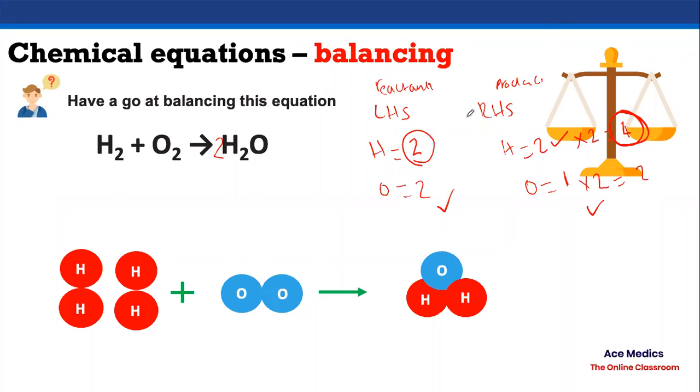In front of the H2 on the left-hand side. If we put a big 2 there, because remember, we have to times it, we now have 4 hydrogens on the reactant side, 4 hydrogens on the product side, 2 oxygens on the reactant side, and 2 oxygens on the product side. So now it is balanced.